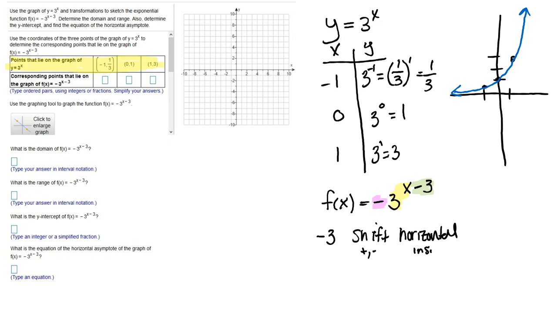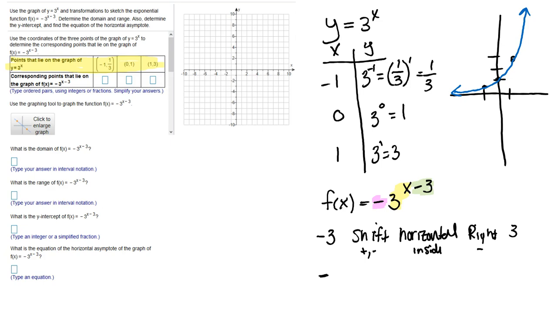So I know that because it's inside, then I know that it's going to go to the right because it's a minus. It's going to go right 3 units. So that -3 is going to shift all the points to the right 3 units.